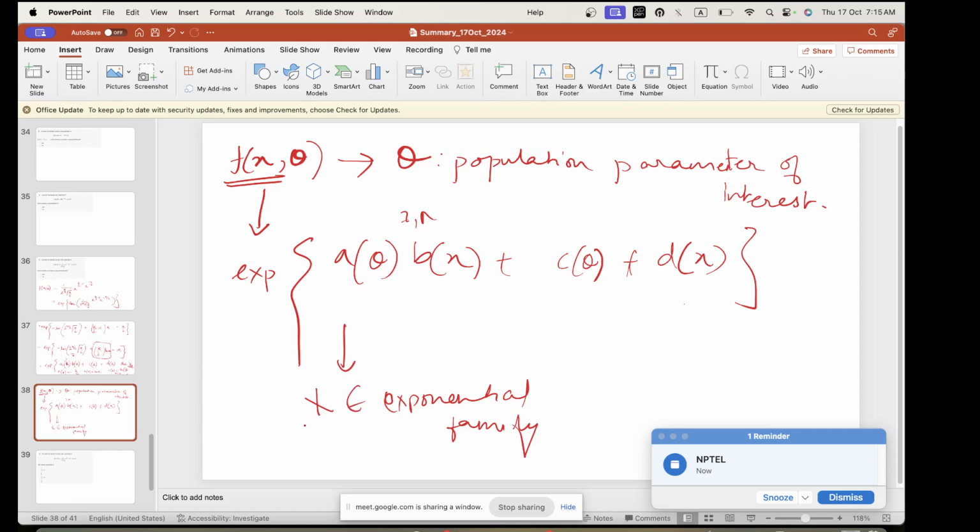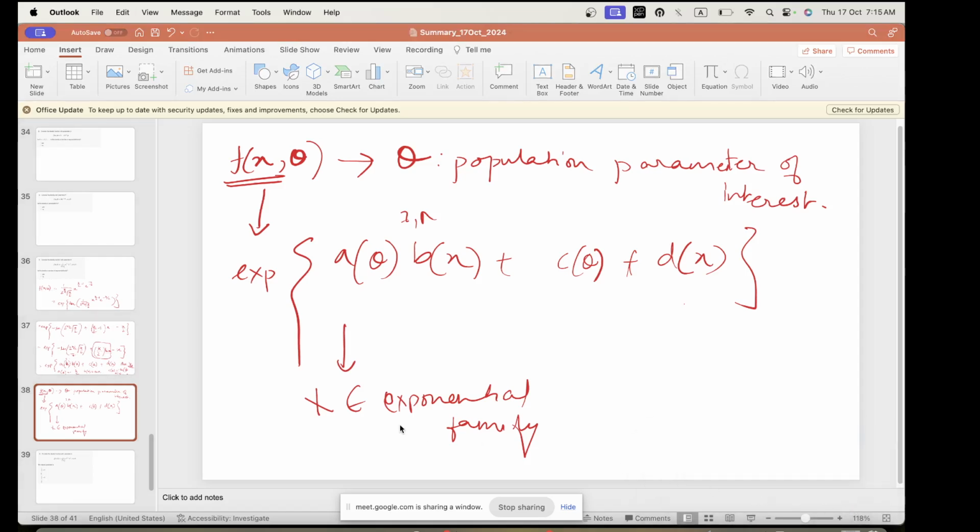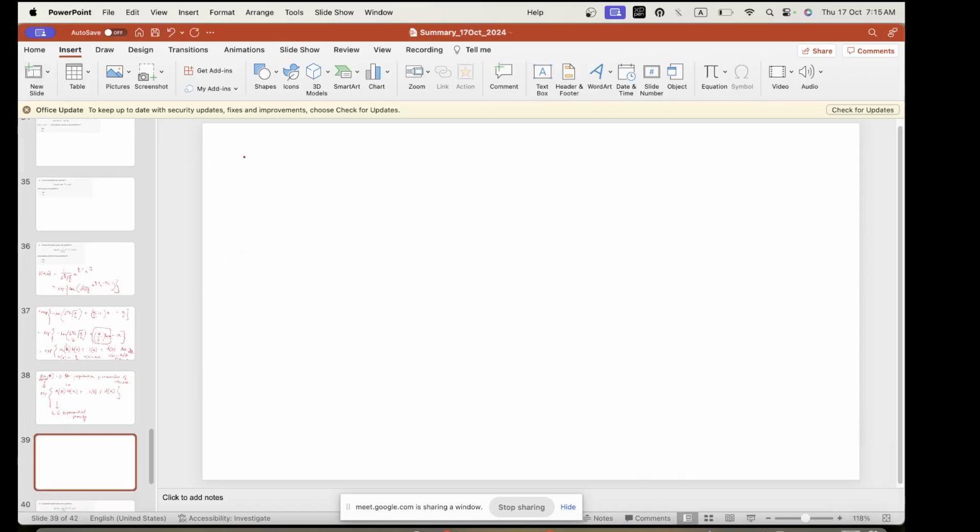Ma'am, sorry to interrupt. Actually, I have seen a formula: f(x) equals exponential of (x theta minus b(theta)) by a(phi) plus c(x, phi). If I have to find the expectation, mean, I can just find the derivative of b(theta). And for the variance, I can find a(phi) times the second derivative of b(theta) with respect to theta. So is there any such formula? I saw this formula on Google when I searched. Okay, tell me what formula you have seen.